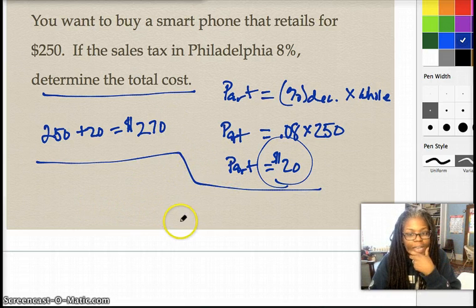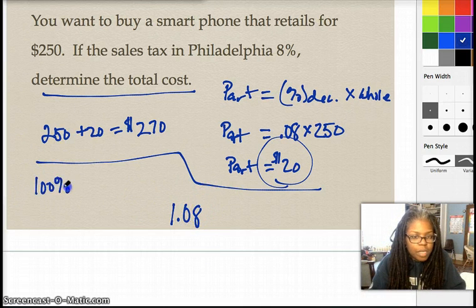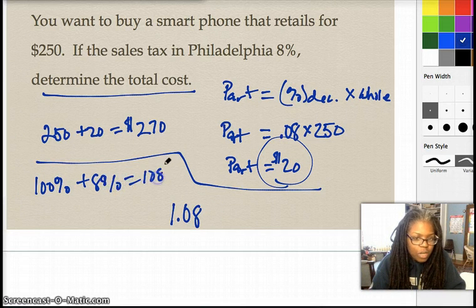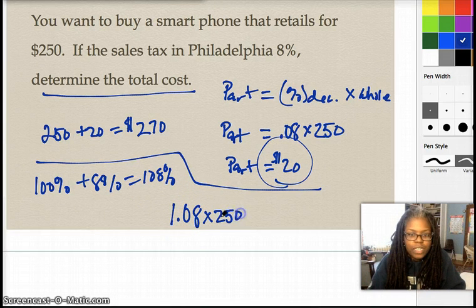The decimal that we actually could think about is 1.08. Why is this a decimal? Because I want 100% of the original cost plus 8%. So if I did 100% plus 8%, I'd get 108%. Well, how do I write that as a decimal? 1.08. How is this beneficial? Well, watch. If I take my 250, multiply it by 1.08, I get, simply put, 270 straight out.